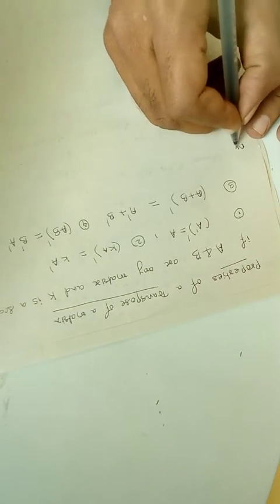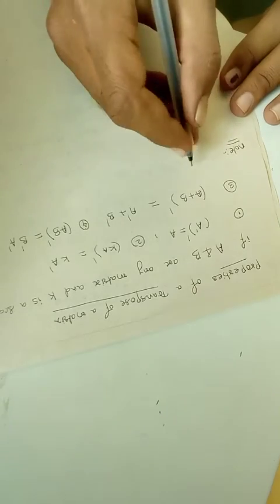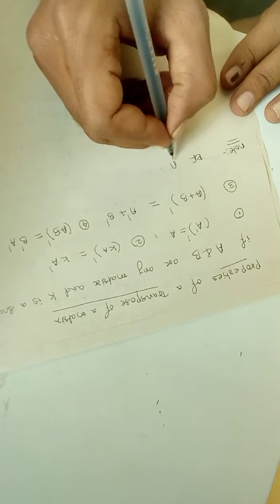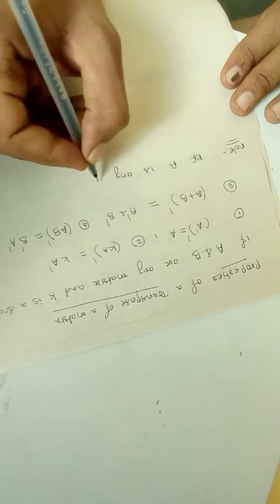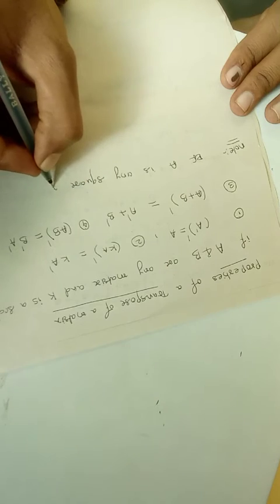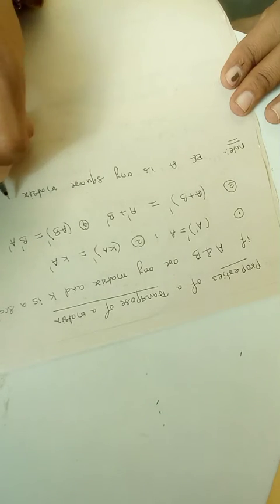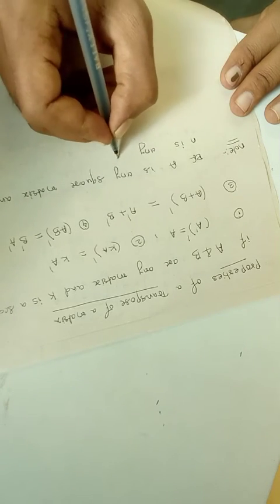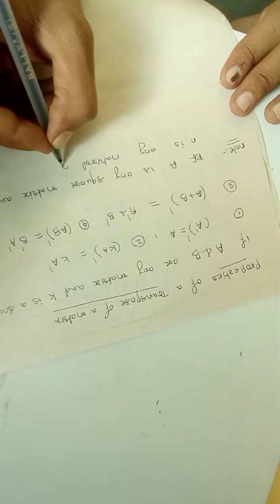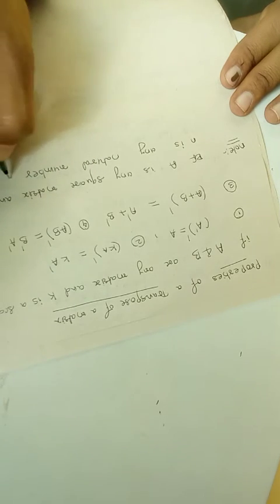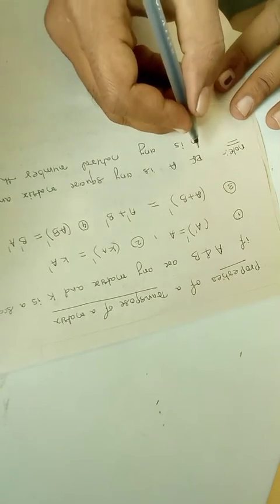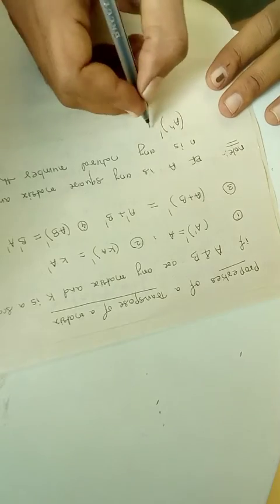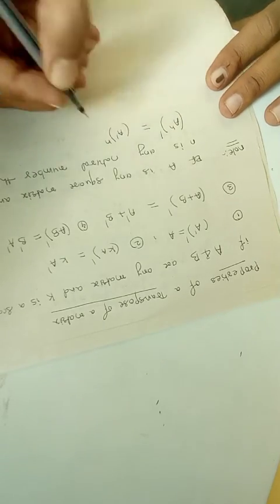Now note, if A is any square matrix and n is any natural number, then A raised to n whose transpose is equal to A transpose raised to n.